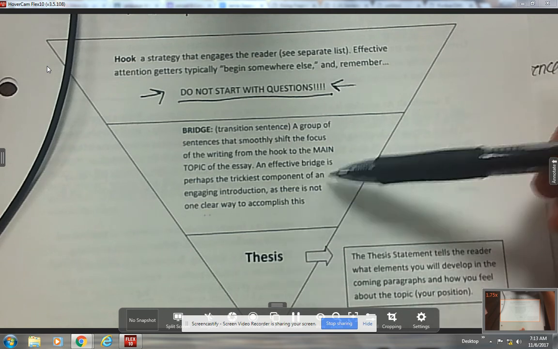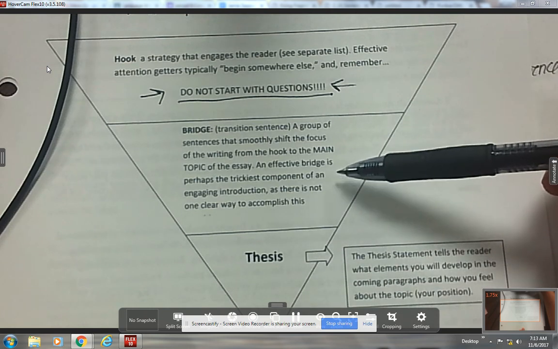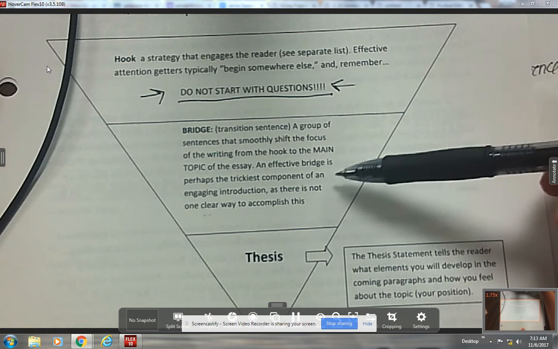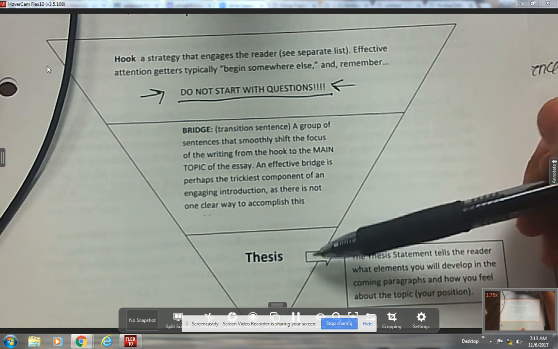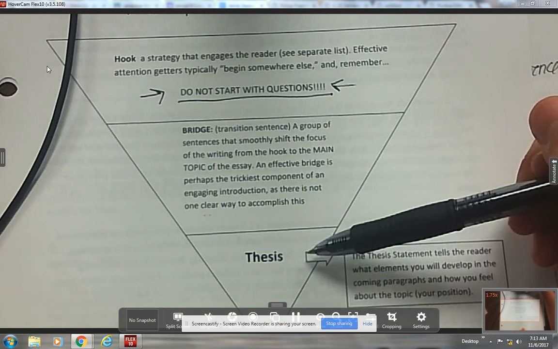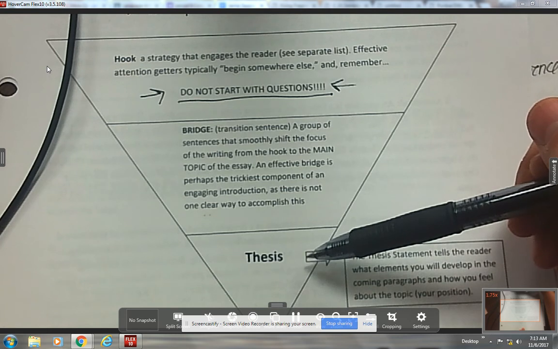This is probably the most challenging component of the essay, and we're going to spend the bulk of our time talking about the hook tomorrow. We already talked about thesis. Just to review, the thesis statement tells the reader your topic and then gives the main points from your body paragraph that you'll discuss throughout the paper.